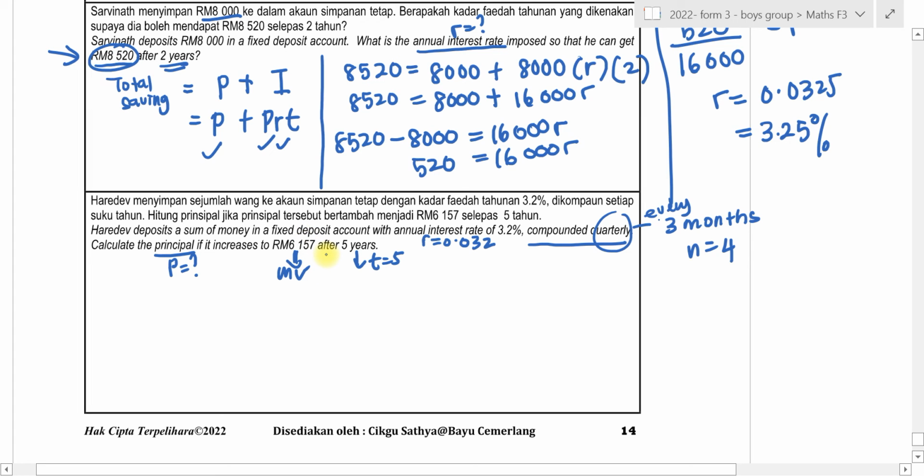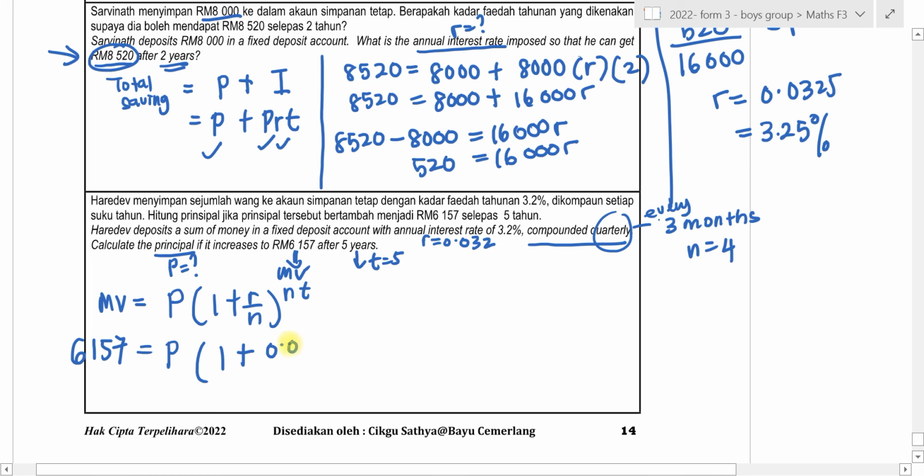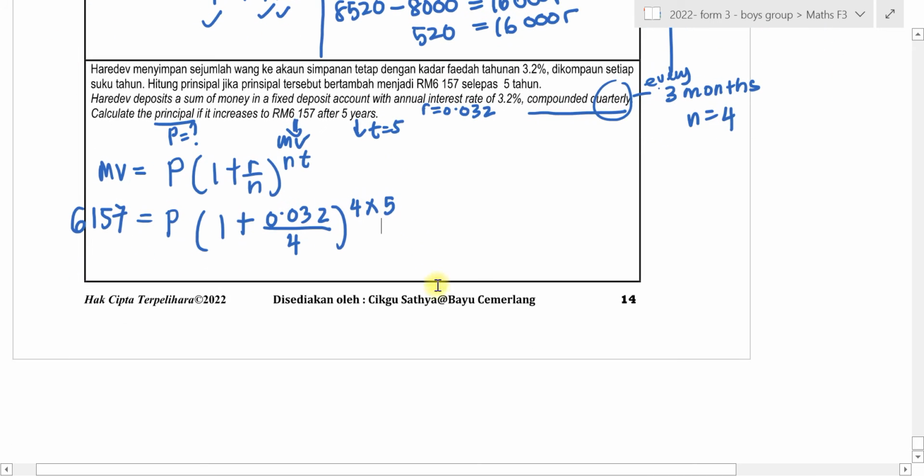Okay, we try to use the matured value formula. MV equals principal times (1 plus R over N) to the power of NT. Your principal, how much, we don't know. But your MV, you know, 6157. 1 plus R, R is 0.032, and N equals 4, raised to the power of 4, then the time is 5. So we need to find the principal only, right?